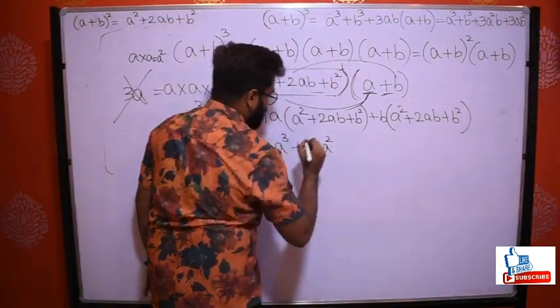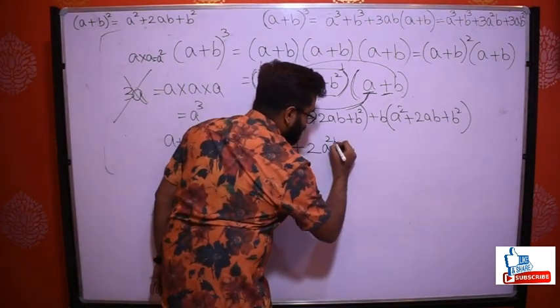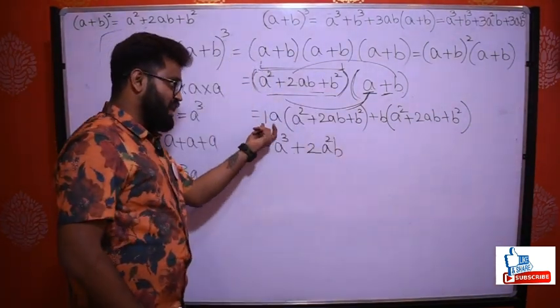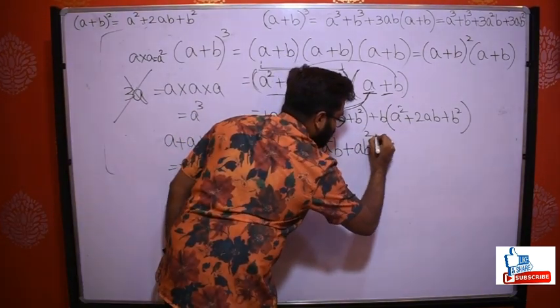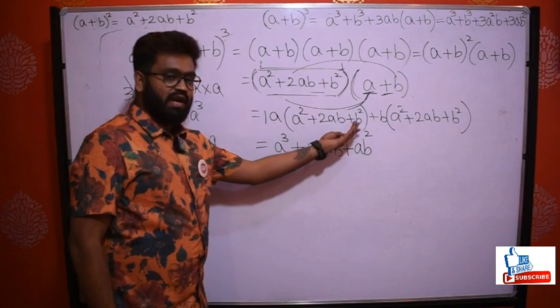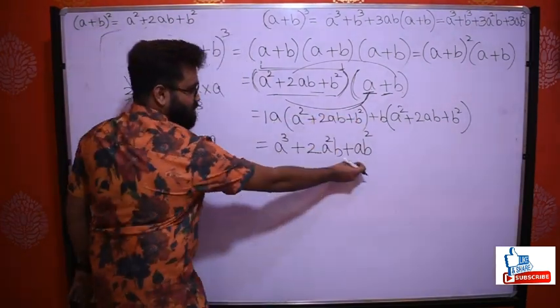That is 2a into a, which is a square. Then I don't have anything else, so I have to just keep the b. The term when I multiply 1a into 2ab square is 2ab square, because I don't have a term here. So a into b square is ab square. So this has been multiplied.